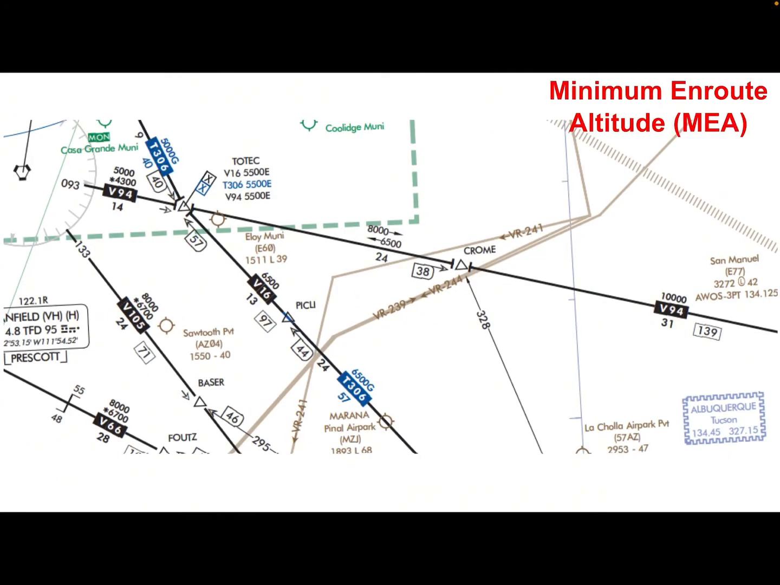The MEA is the lowest published altitude that meets obstacle clearance requirements and assures acceptable VOR navigation signal coverage. This means that if there is higher terrain, then the MEA will be higher. Or the further away the route is from a VOR, the higher the MEA will be, to ensure a clear line of sight from the station to the aircraft.